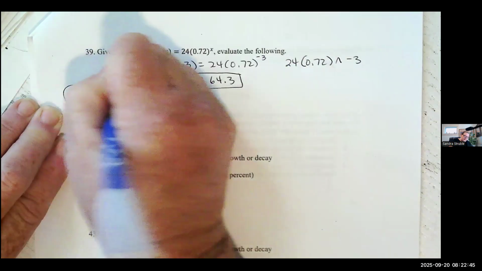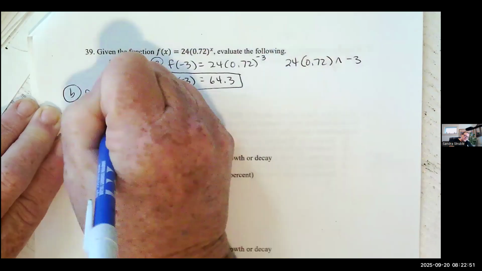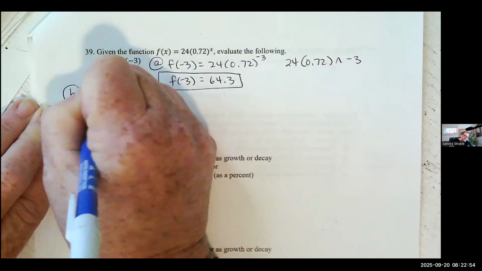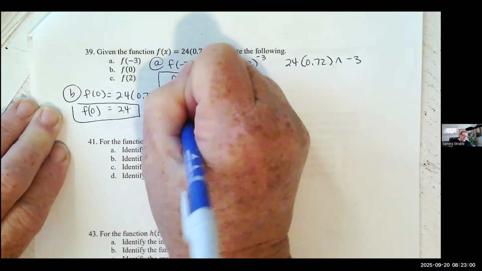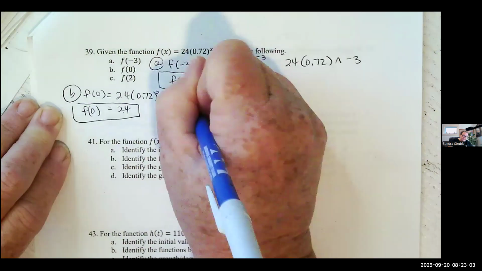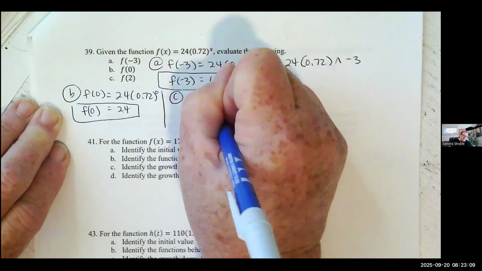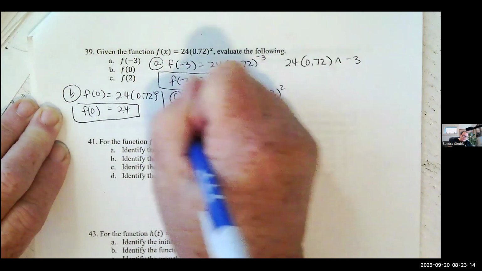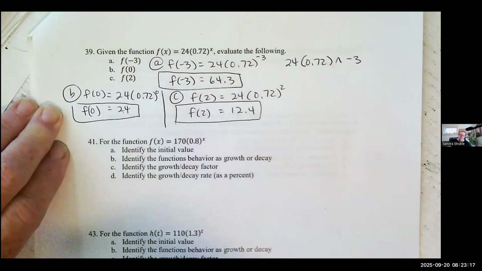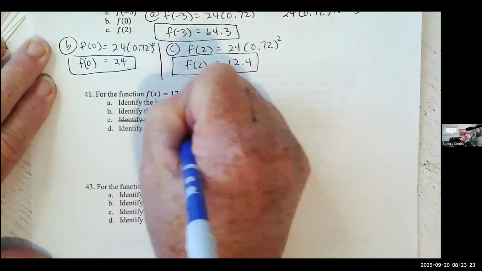B. F of 0. 24 times 0.72 to the 0. Anything to the 0 is 1. That's 24 times 1. All right, C is F of 2. 24 times 0.72 squared. So F of 2 is 12.4. Because it's decaying. All right, the next one, I told you if you were in class that we are not going to do these.